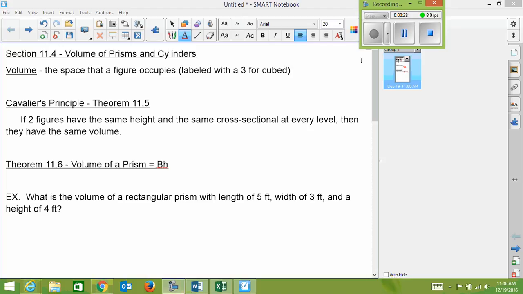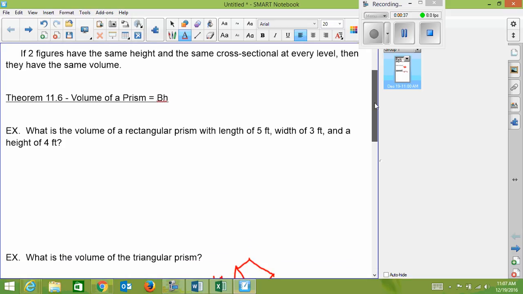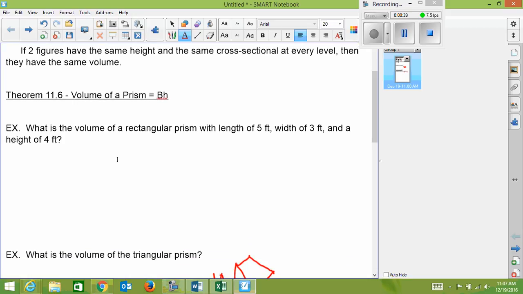So theorem 11.6, the volume of a prism, is big B, little h. The big B again stands for the area of the base times the height. So what is the volume of a rectangular prism with a length of 5 feet, a width of 3 feet, and a height of 4 feet?